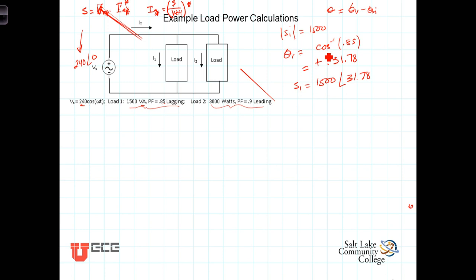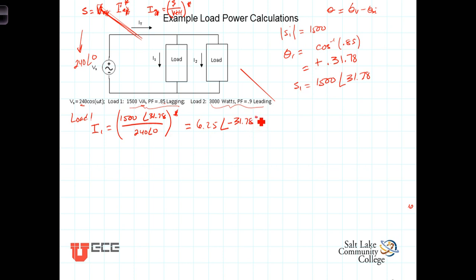So for load 1, continuing on down here, we've got S, we know V, therefore I1 is going to equal S1, which is 1500 angle 31.78, divided by phasor V, which is 240 angle 0, and then we've got to conjugate it. And when you do that calculation, you get that I1 is equal to 6.25 angle negative 31.78 degrees.